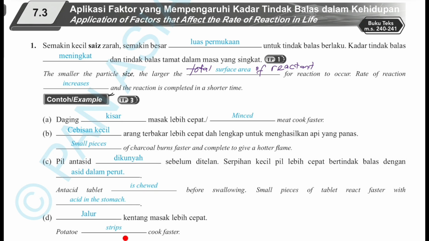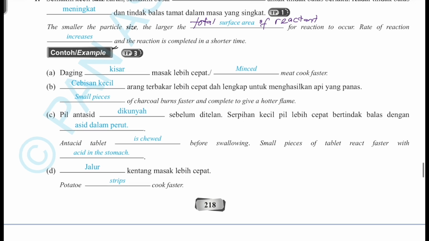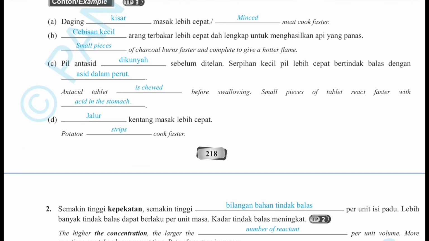Alright. Potato strips cook faster. Jalur kentang masak lebih cepat. So, sebab dia lebih kecil jadi dia akan masak lebih cepat.